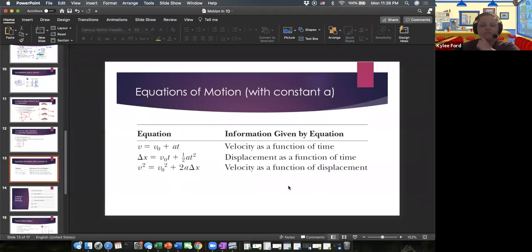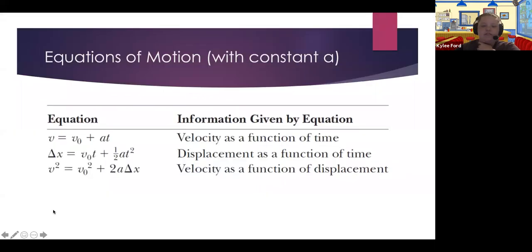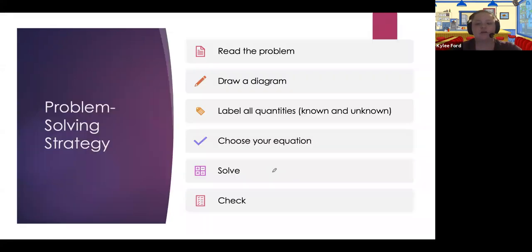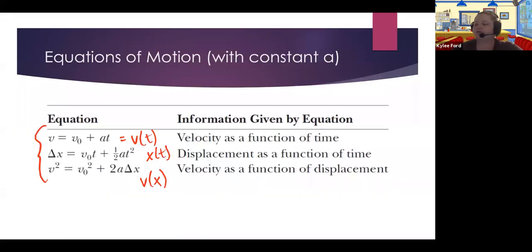And so right here, we can see them all together. These are our three equations, and we have our velocity as a function of time, so that's v of t. This one, we have our displacement as a function of time. And this one, we have our velocity as a function of x, or displacement. So I'm going to move on to problem solving and go through a few examples. I'm going to take a break, have you guys take a break, and then come back to it.